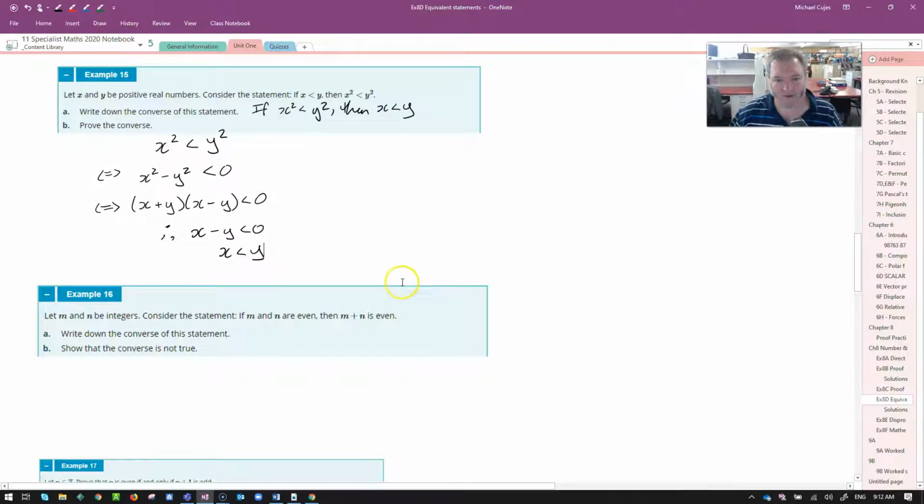Nice little one there. That's another technique you can use. Trying to show that something is smaller than something else. Easy way to do it is to show that the difference is negative.